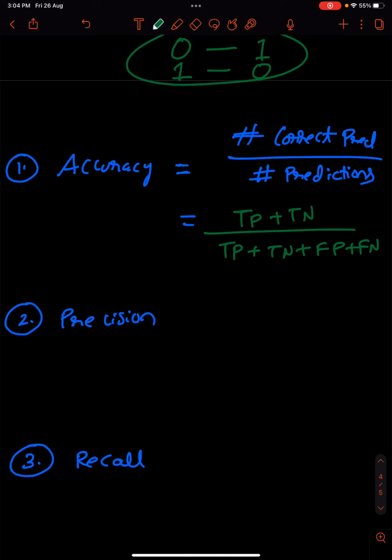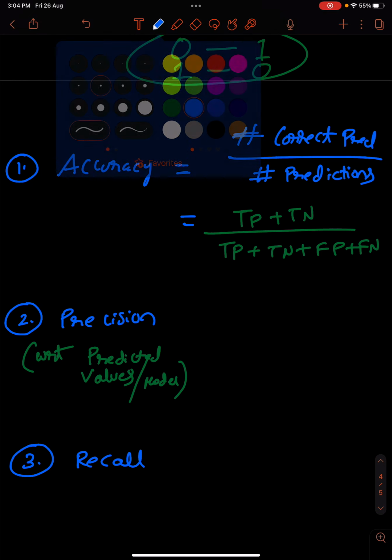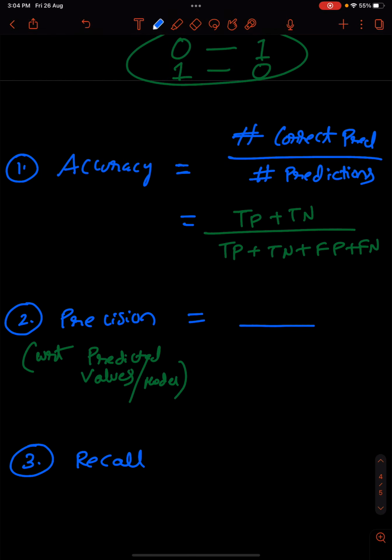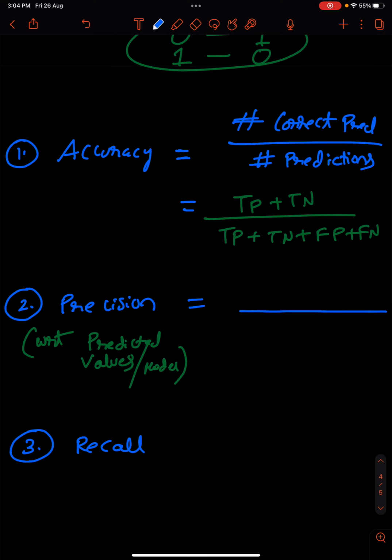So let us see what precision is now. Precision, always remember that this is with respect to predicted values, right? Or that is with respect to the model. What I mean by this is that of all the times a model has predicted that these records are positive, how many times was it right? Okay, so let me write it.